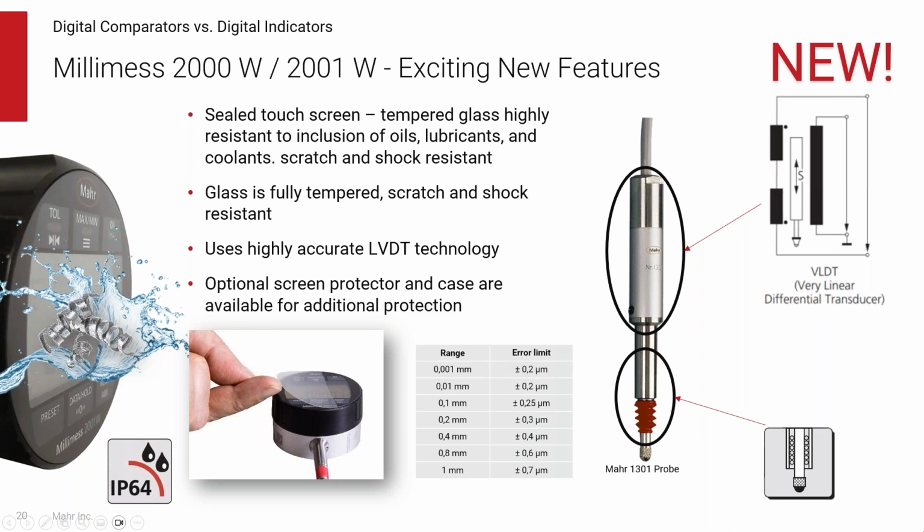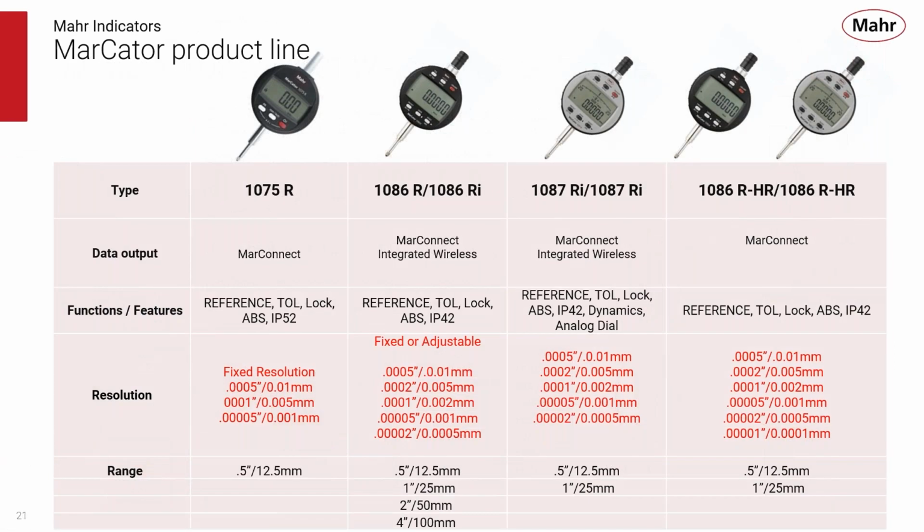Now, moving on, Mahr also has on offer a huge line of indicators. We have our tried and tested 1075 line, fixed size there at 1/2 inch, able to show tolerance. We can lock out functions, IP52 rated. Then we step up to the 1086 and the 1087 line. These guys both have the option for integrated wireless, so again, they can wirelessly transmit measurement data. They have an option of selectable resolutions and come in a variety of different sizes.